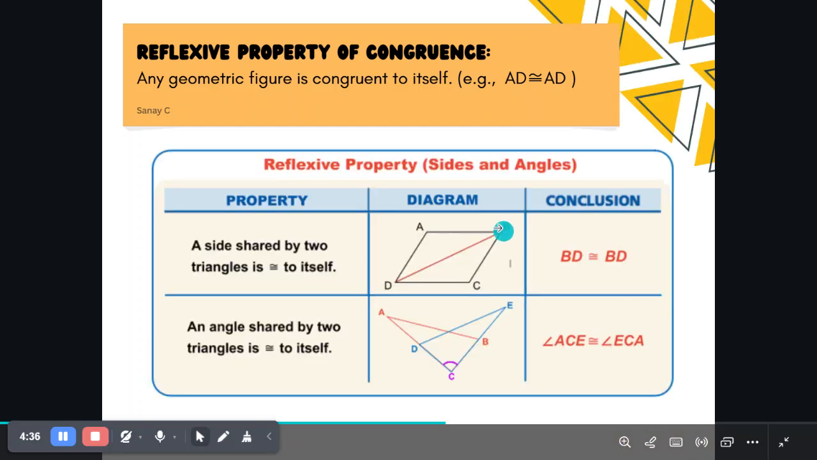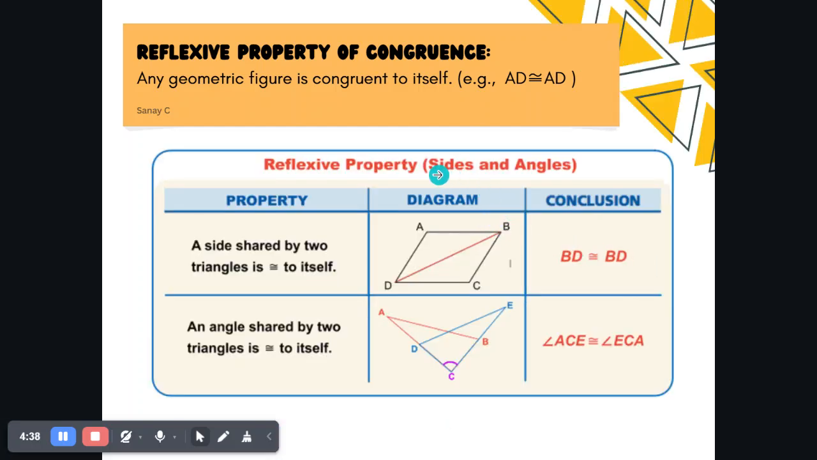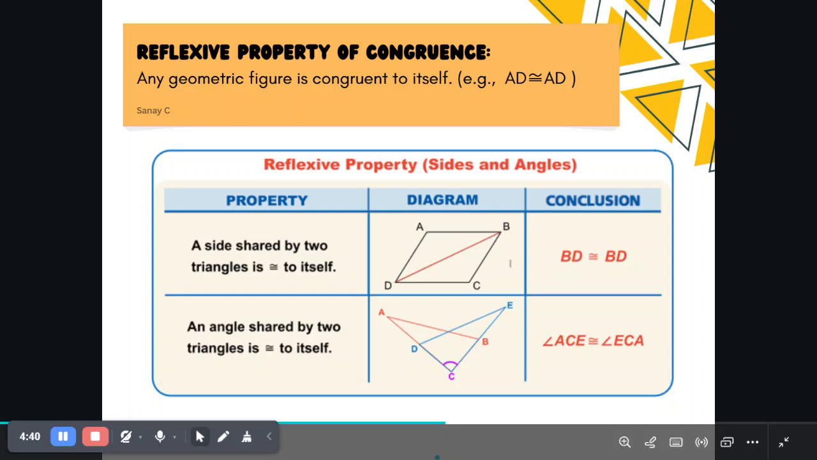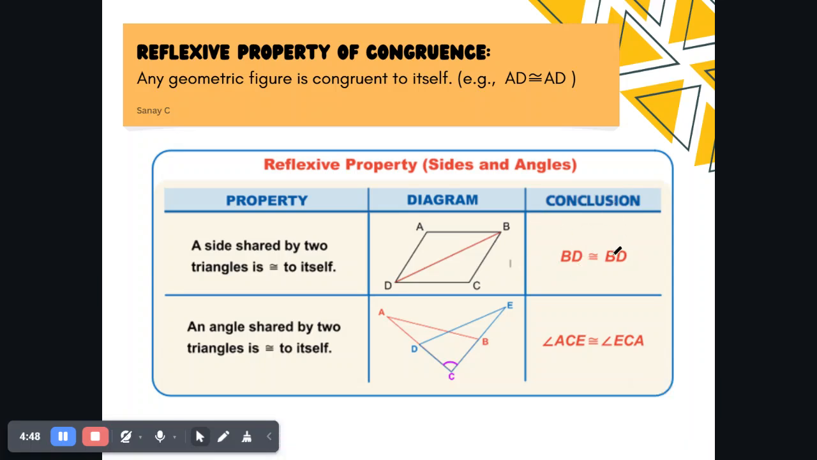Now we have the reflexive property of congruence, where any geometric figure is congruent to itself. So in these examples, we have BD is congruent to BD, where this is line BD, which is shared between two shapes. So the side is congruent to itself, but it's part of two shapes.